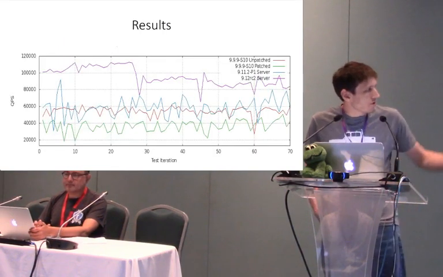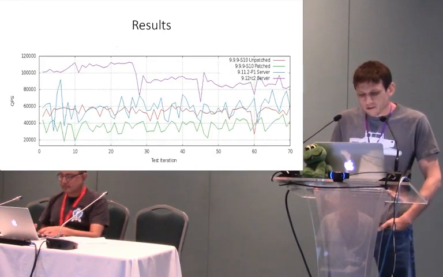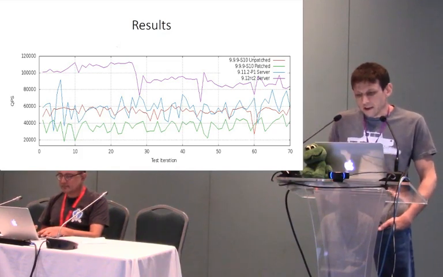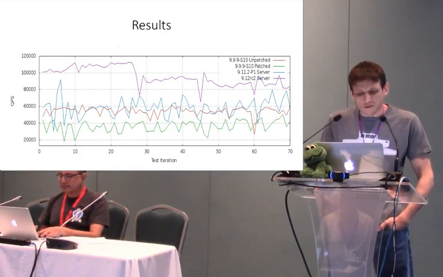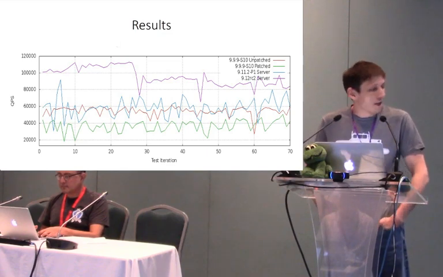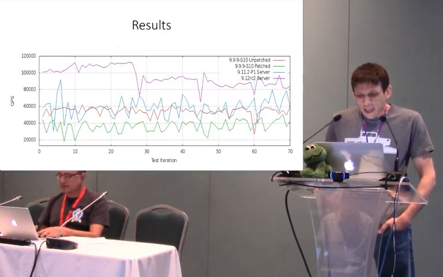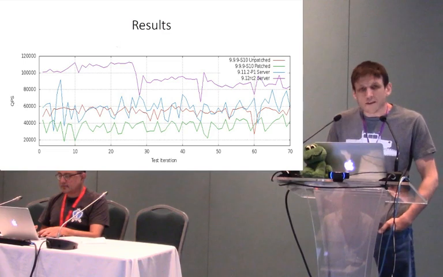So these are the results, and I apologize I don't have them broken down into individual graphs. The red line here is our baseline unpatched server running 9.9.10 at the time we did the testing, and the green line is right after we patched the server.